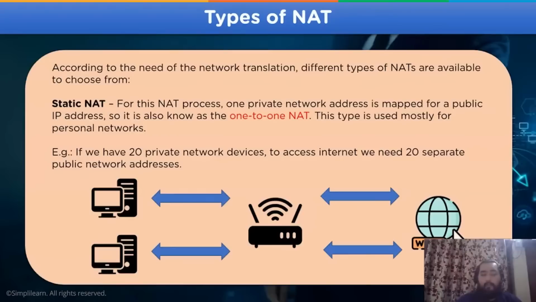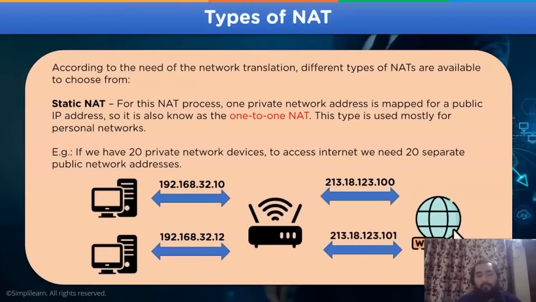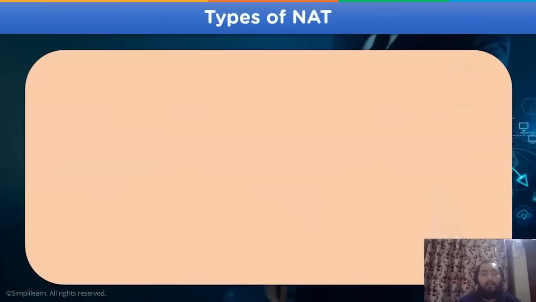For example, please take a look at the diagram below. If we have a single IP address in a private network, we will have a single public IP address for the same. Again, if we have another private IP address in the private network, we will have a public IP address for the same. This represents static NAT. Let's move on to the next one.